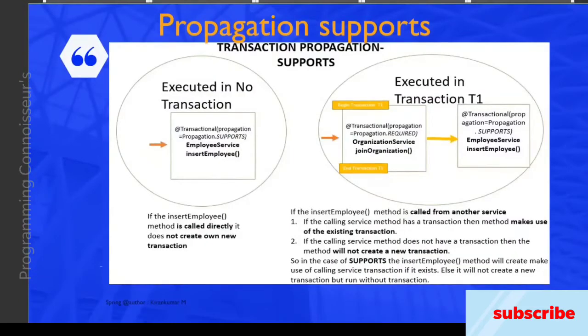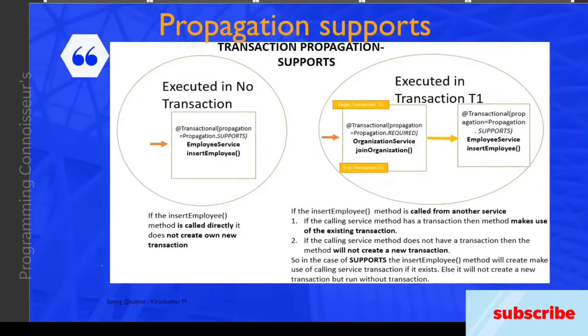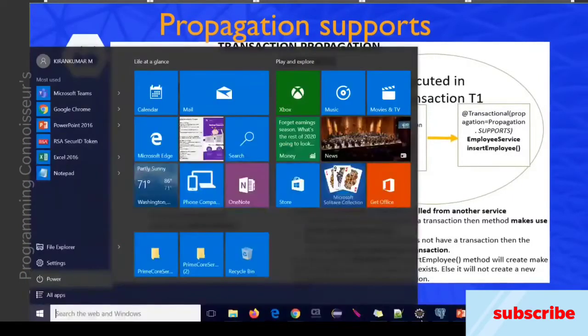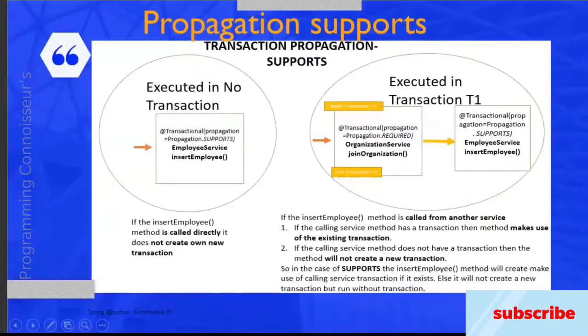Now propagation of supports. So now if you see here, what happens? We have propagation of supports. How will we do that is a question. Now coming to supports, what does it support? If an insert employee method is called from another service, and the service call has a transaction, then the method makes use of the existing transaction. If the calling method doesn't have a transaction, it will not create a new transaction. In case of supports, the method will make use of the existing transaction only.